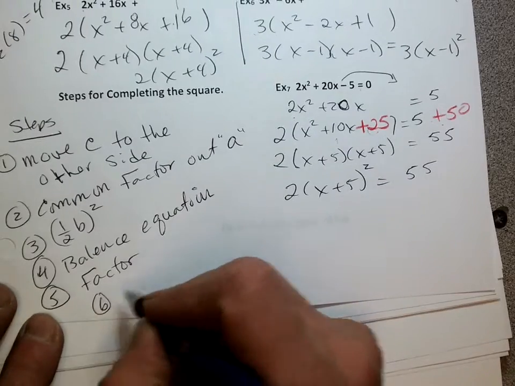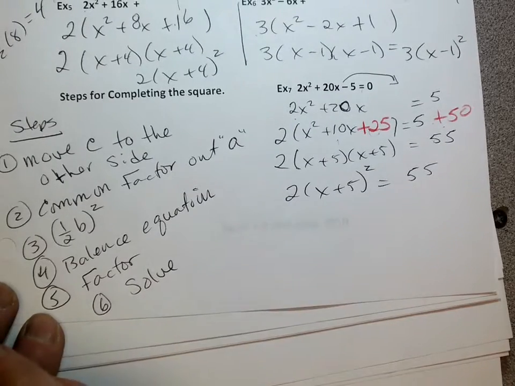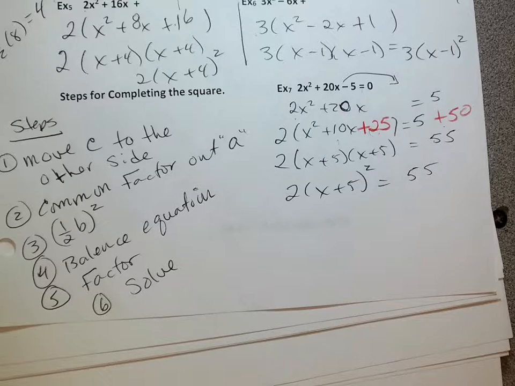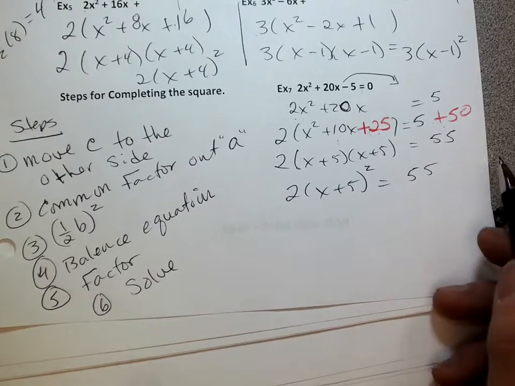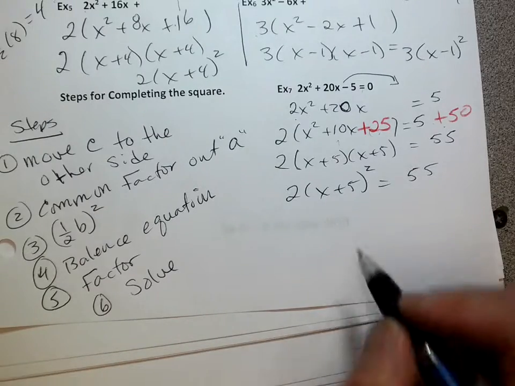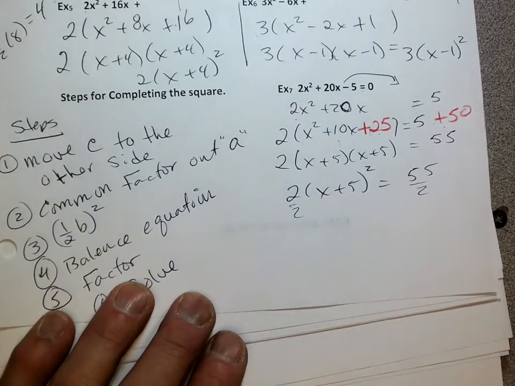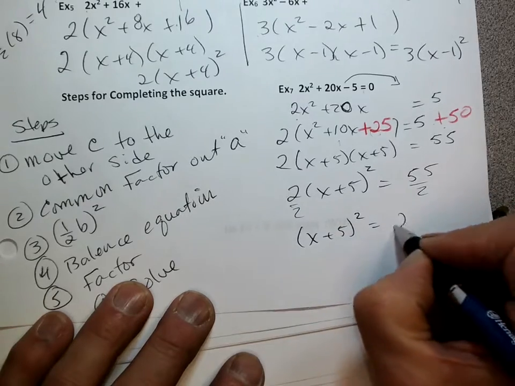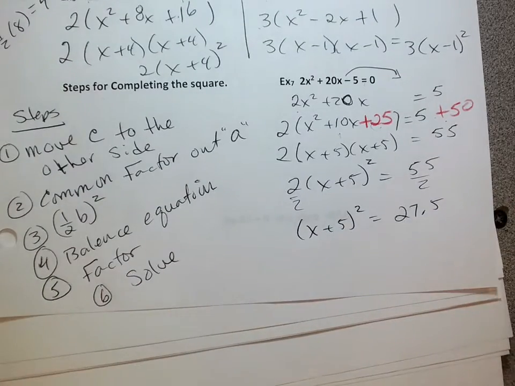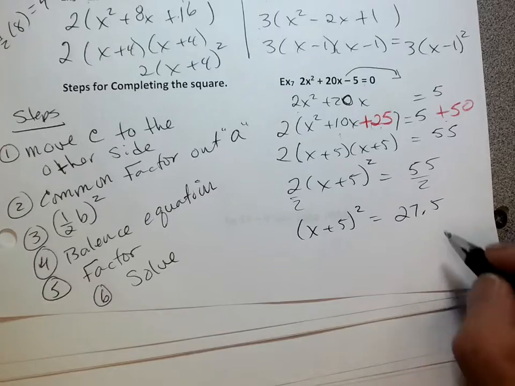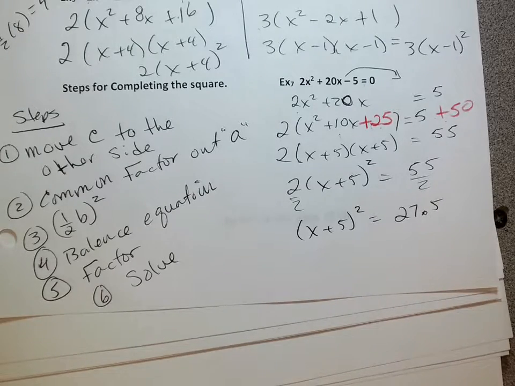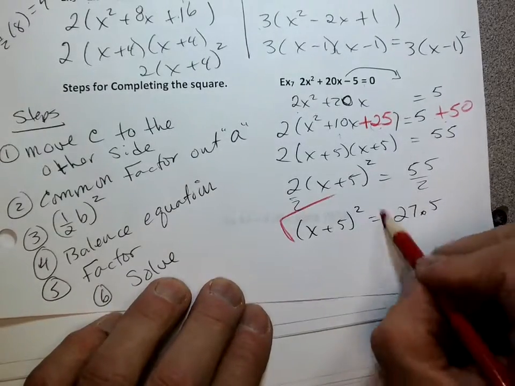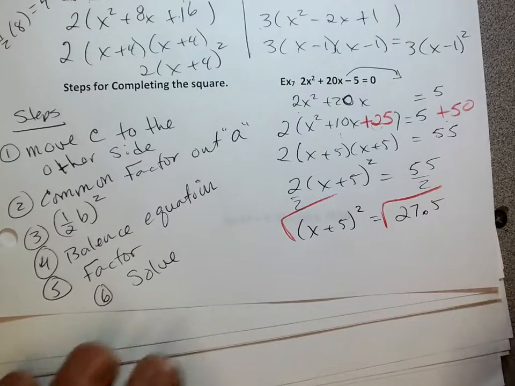Step 6, solve. Now this is the kind of stuff we did yesterday, so let's solve. How am I going to solve it? Divide by 2, right? Okay, hold on. Divide by 2, and what do I get? 55 divided by 2 is 27.5, right? What do we do next? Square root it. Remember how we square rooted yesterday? How many answers? 2, everybody agree? Square root, so we get two answers.